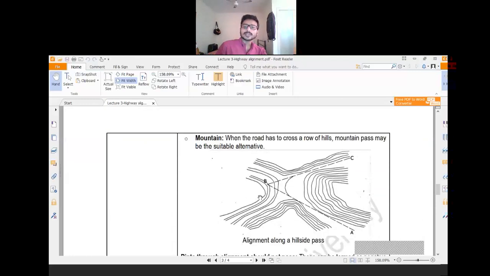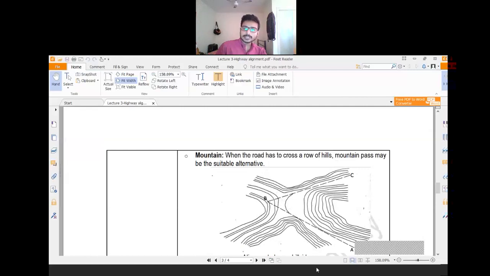Then mountain. Whenever you are passing through a mountain, you need to find some mountain pass. Again here, suppose A and C are there, you need to connect A and C, and we have mountain ranges. If you go directly over them, it will create a lot of problems. There will be a lot of cutting and filling, and the radius will be very high, so construction cost will be very high. In that case, if you go from A to C through the mountain pass, your construction cost would be much less than in the previous case.